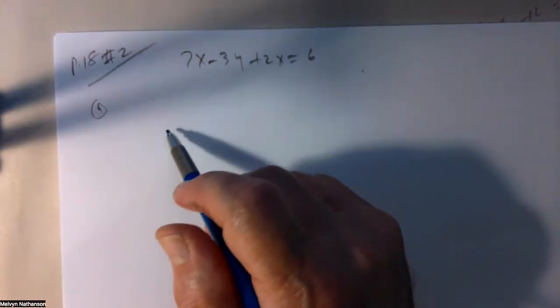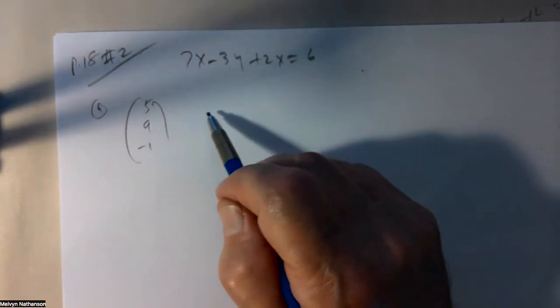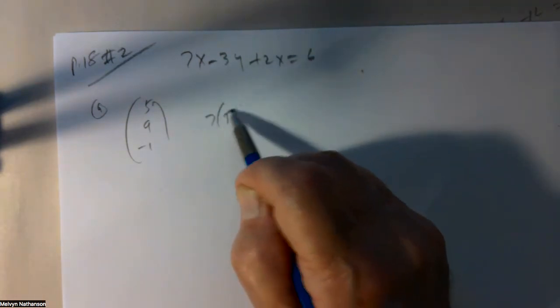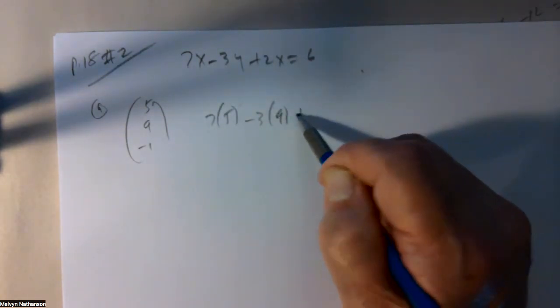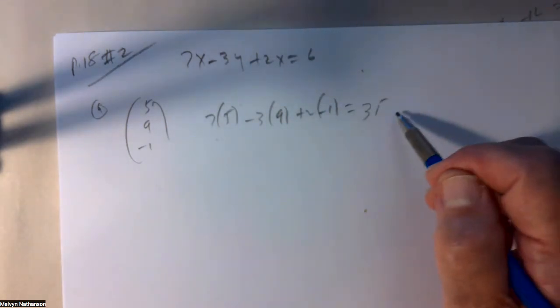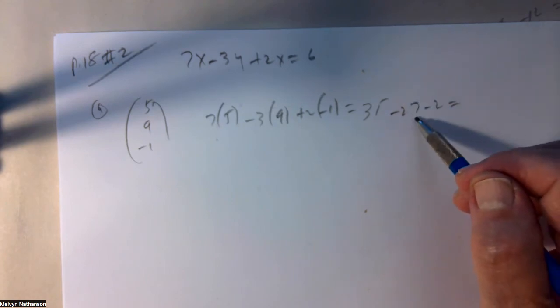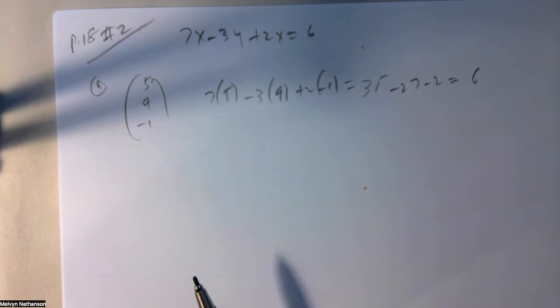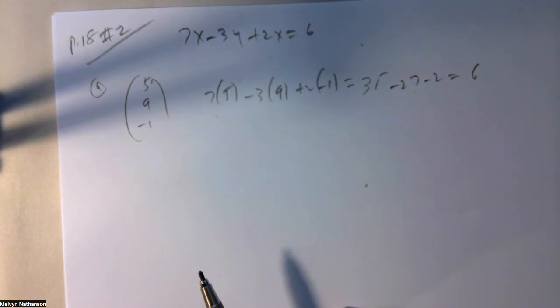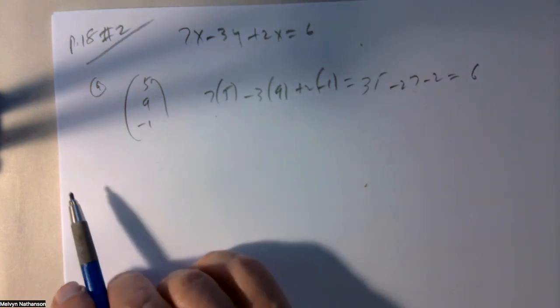And we want to check that certain vectors are solutions of the equation. So for example, what about (5, 9, minus 1)? Is this a solution? 7 times 5 minus 3 times 9 plus 2 times minus 1. What is that? That's 35 minus 27 minus 2. 35 minus 27 is 8, minus 2 is 6. So this is a solution. And you can plug them all in and see that each of those 4 vectors is a solution.